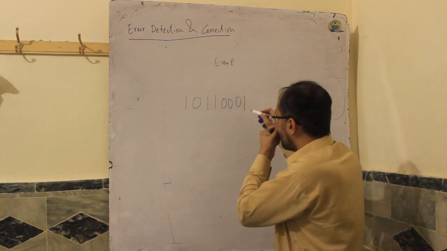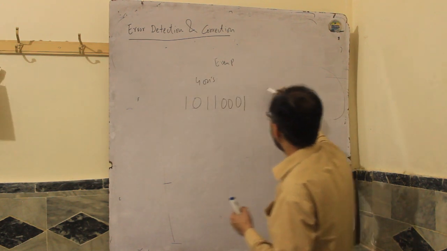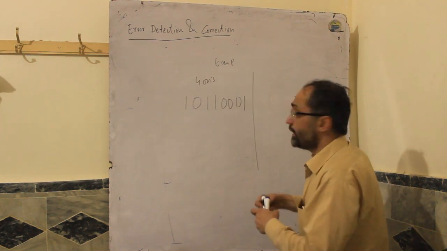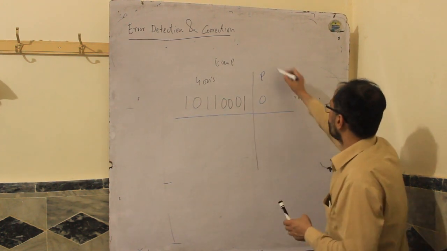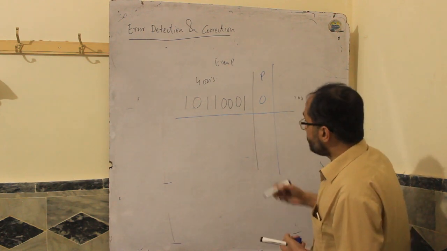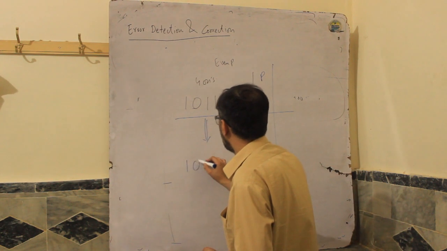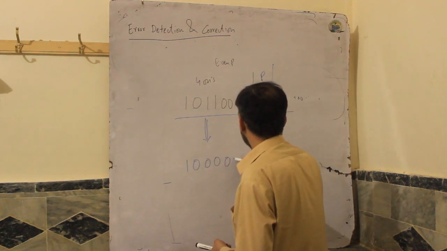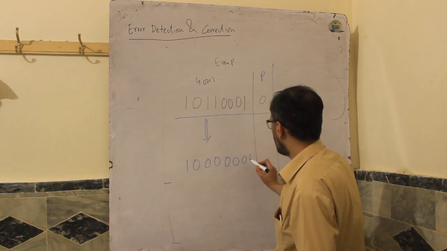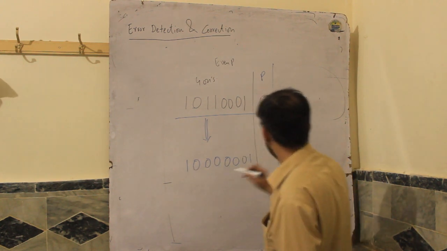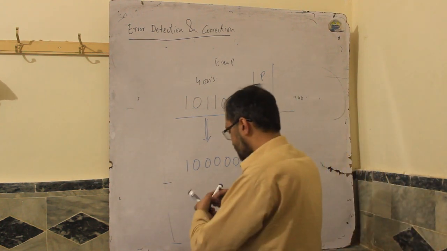How many ones are there? 1, 2, 3, 4. So 4 ones. So to make it even parity, the parity bit will be 0. Now if this data is received by the receiver like this: 10000000 with parity bit 1.